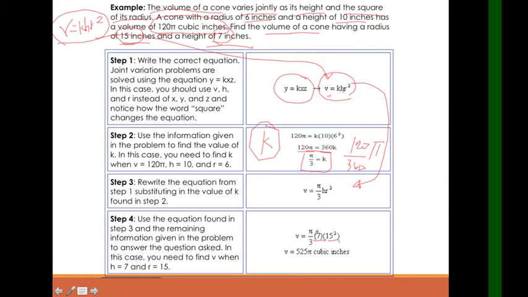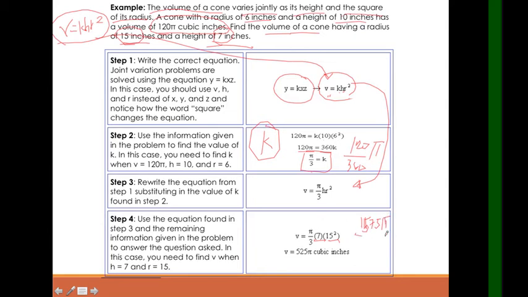So, our k is pi over 3. So, what is 15 squared? If you use your calculator, 15 squared is equal to 225. Then multiply it by 7. The answer is 1,575. So we have here 1,575 pi. It has a pi, right?